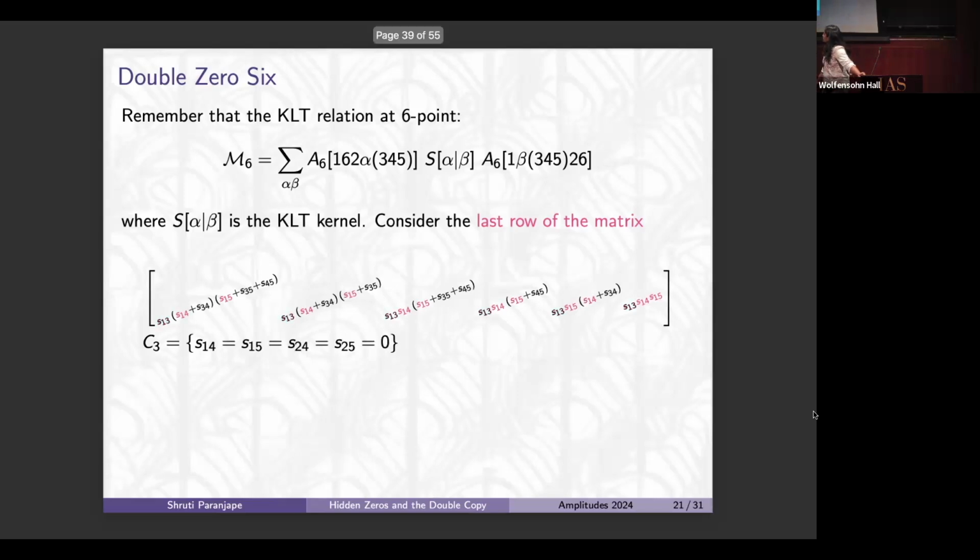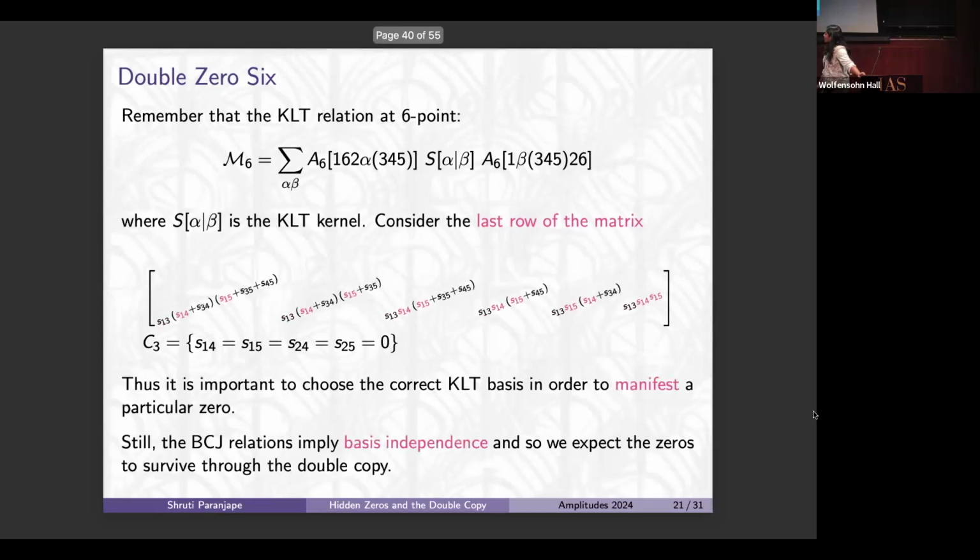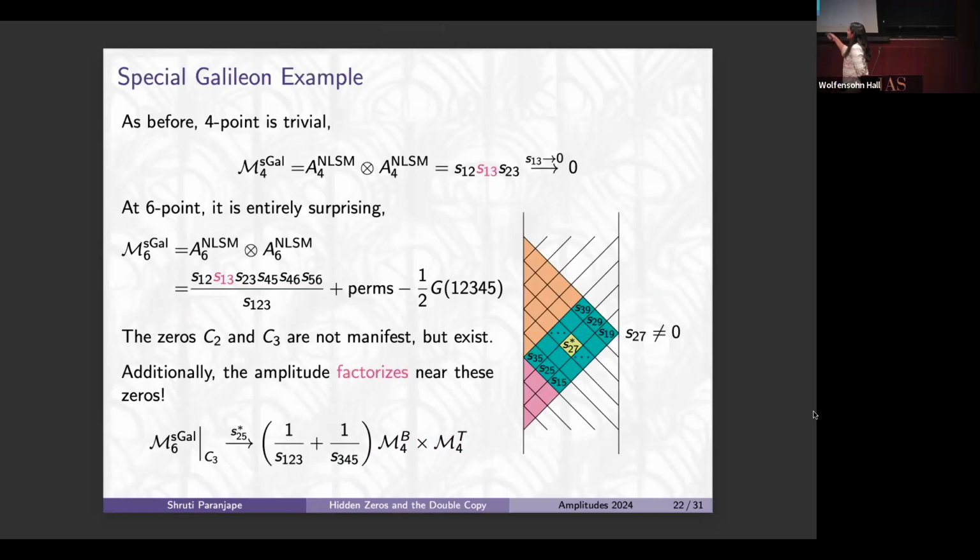poles. Okay. You'll see over here that this row actually doesn't vanish on the second zero, and that's because I chose a bad basis. So for any zero, I can choose some basis for my KLT kernel so that this formula vanishes, and then the BCJ relations tell you that this choice of basis doesn't actually matter to the construction of M6, which is basically to say that any M in the double copy inherits these hidden zeros. So an example is the scalar theory, special Galileon, that is the double copy of nonlinear sigma model with itself.